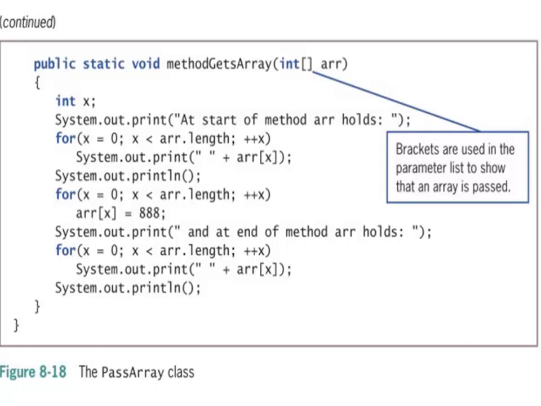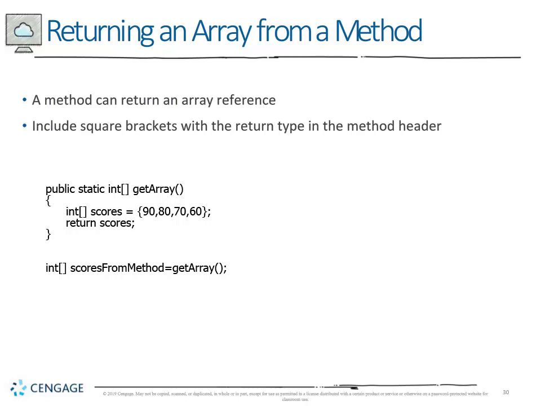Primitive type variables are always passed by value. When you pass an object, a copy of the reference to the object is always passed. A method can return a reference to an array. The return type of a method must be declared as an array of the correct data type.